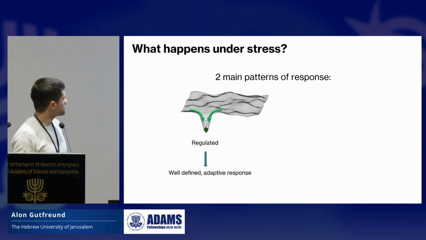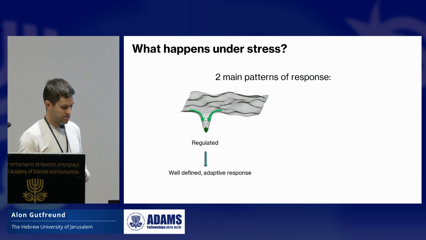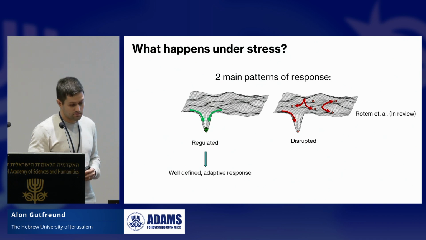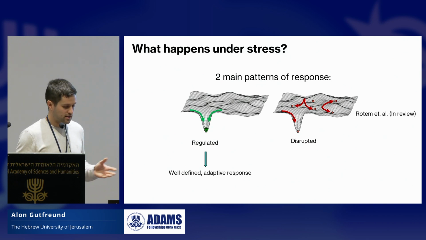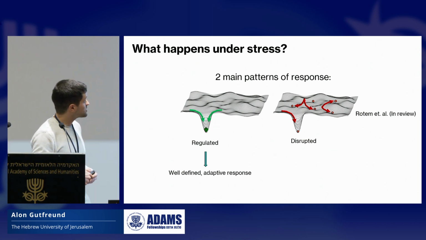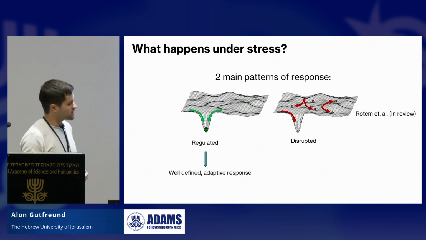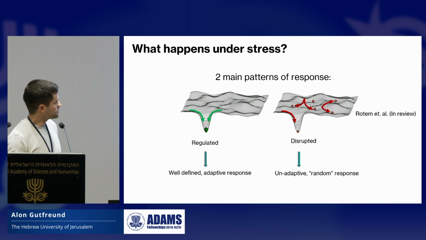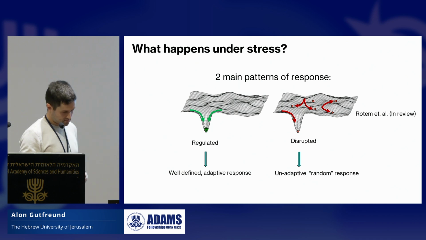And we call this a regulated response, which is a well-defined and some kind of adaptive response to the environmental conditions. But there is another way in which the cell responds, which you can imagine as a more chaotic, random-like response, in which every cell does something differently. And this is depicted in this image as these cells being spread apart in this landscape of possible responses. And we call this the disrupted state. It is something we are focusing on a lot in our lab. And you can think of it as an unadaptive or sort of random response to stress.